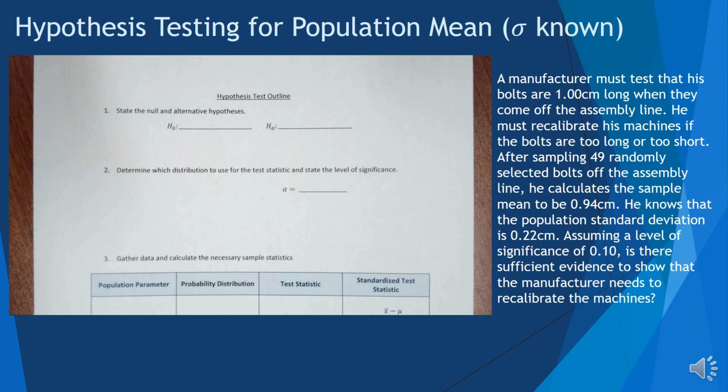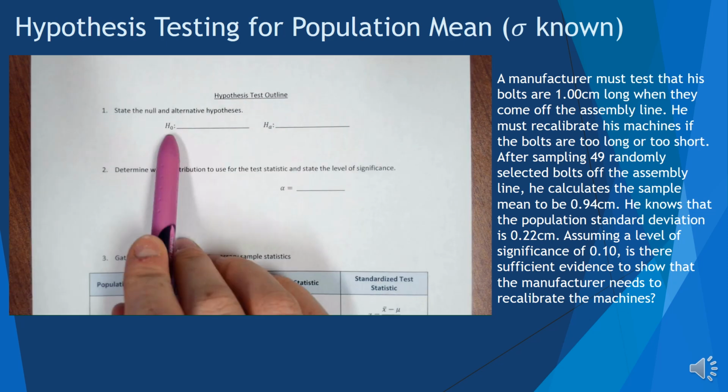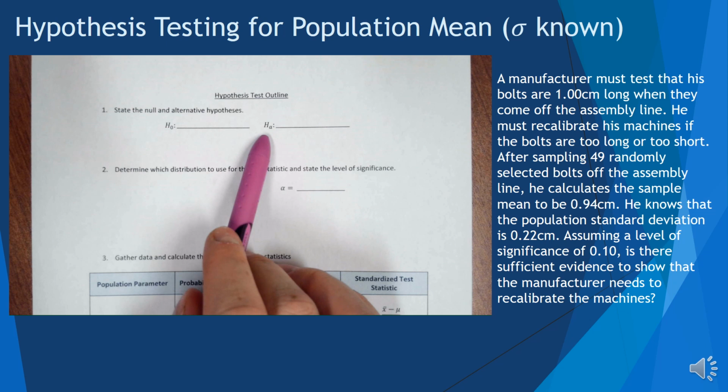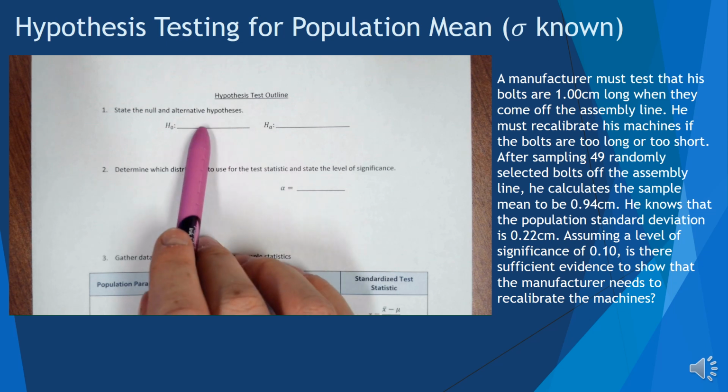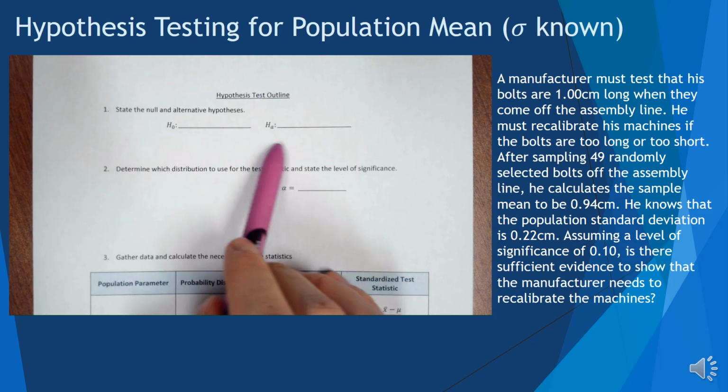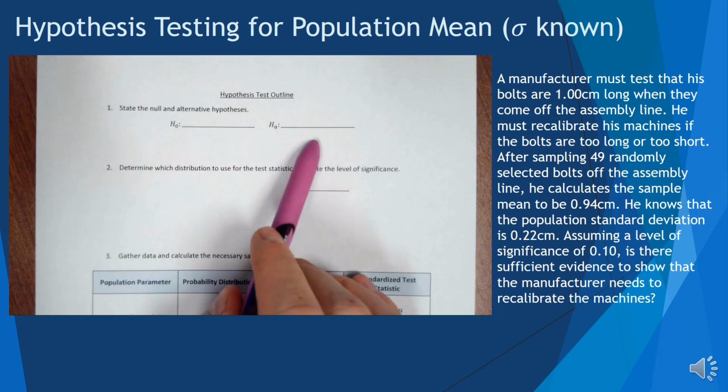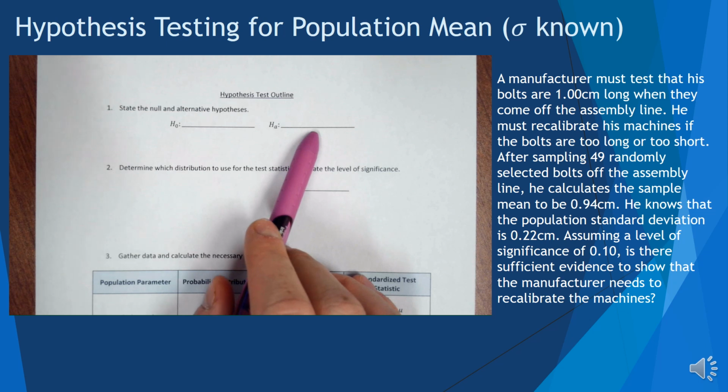The null hypothesis is H0, and the alternative hypothesis is HA. The null hypothesis always involves equality. So it may be an equal sign, it may be greater than or equal to, or it may be less than or equal to. The alternative hypothesis always involves some sort of inequality. So it's either going to be not equal to, or greater than, or less than.